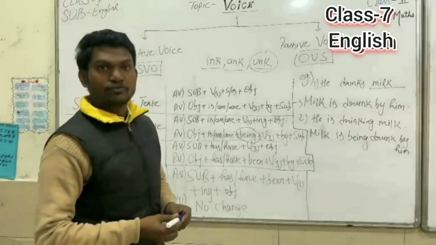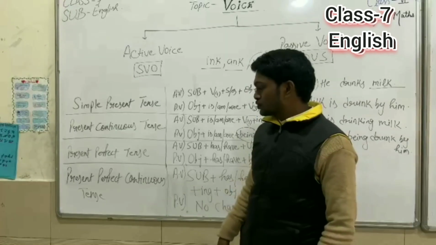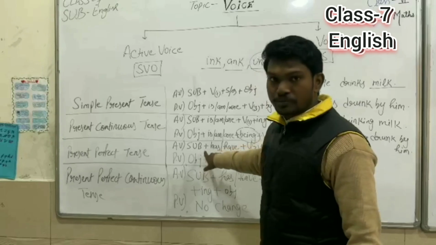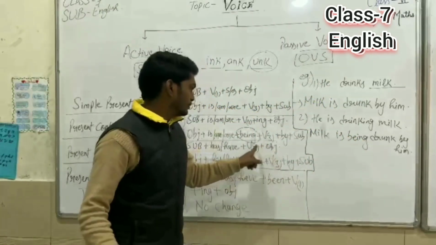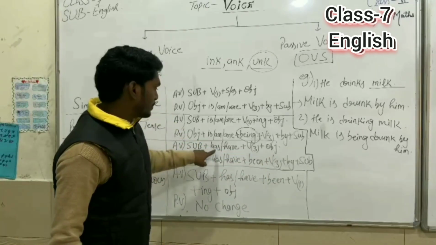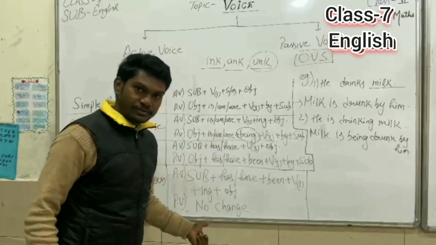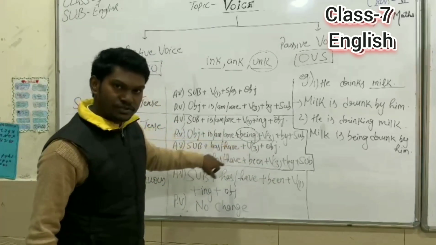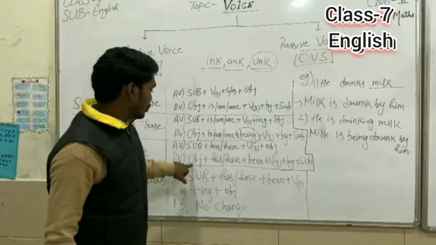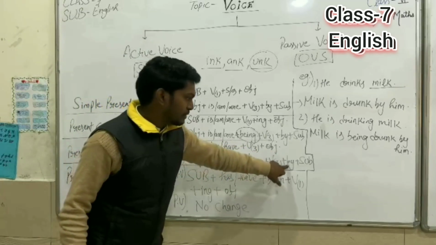Now, moving to the next type of present tense, it is present perfect tense. So, the active voice affirmative rule is subject plus has/have plus third form of the verb plus object. This is the active voice rule for present perfect tense. Now to change it into passive voice, the rule goes as object is taken first, we know. Object plus has/have because the tense does not get changed. So object plus has/have plus been followed by third form of the verb plus by plus subject.